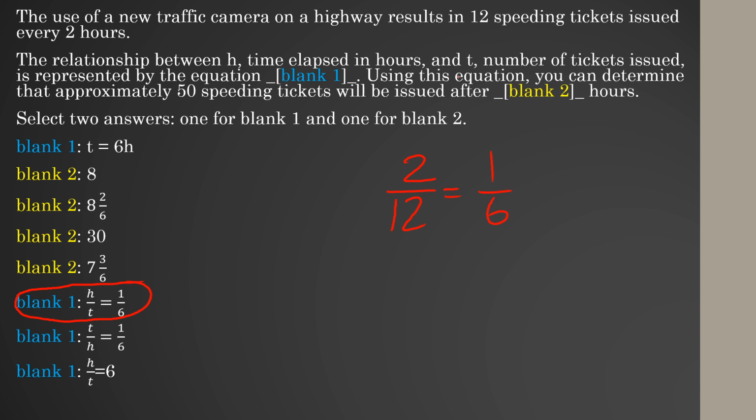For blank 2, we want to know approximately how many hours it will take until 50 speeding tickets will be issued. So if I have h over t, and that's equal to 1 over 6, 50 represents the amount of tickets, t. So I'm going to replace this t with 50. Okay. And again here, the best way to solve this would again be using cross multiplication and then solving. However, we have not gone over that yet, and I don't want to throw that at you now. So our answer would be 8 and 2/6.